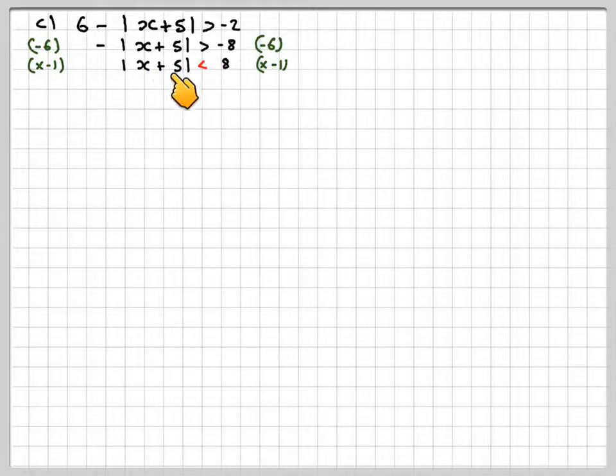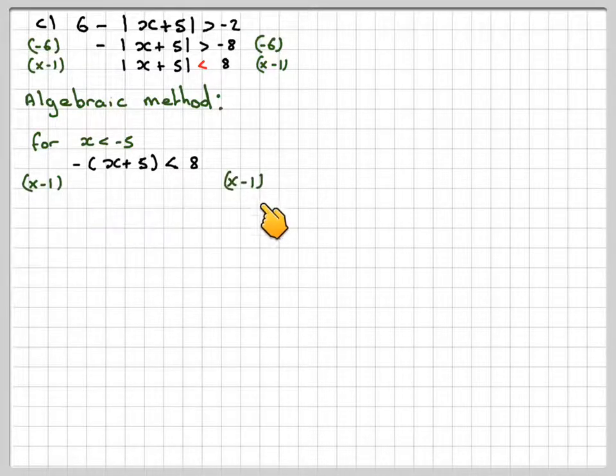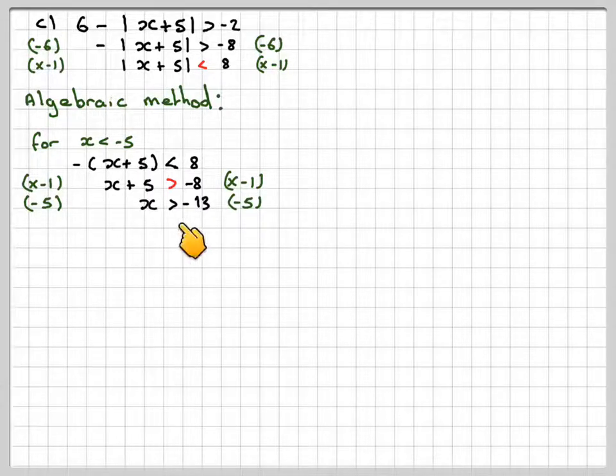And now I'm going to solve that inequality using the algebraic method. So the critical value is going to be -5, because that will make that equal to 0. So for x less than -5, I'm going to solve minus x plus 5 is less than 8. If I multiply both sides by -1, and remembering to reverse the sign, we're going to get x plus 5 is greater than -8. Subtracting 5 from both sides, we're going to get that x is greater than -13.